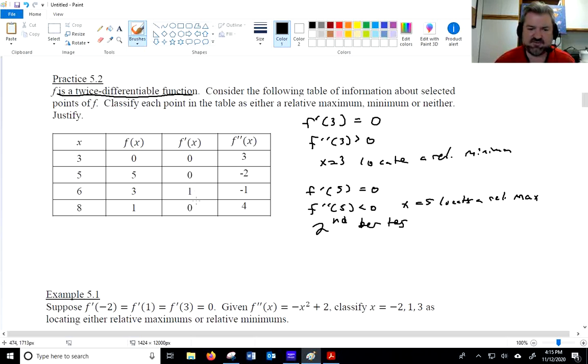All right, f prime of 6 is equal to 1, so that doesn't tell me anything because x equals 6 is not a relative extrema. It's not a relative extrema because f prime of 6 does not equal 0.